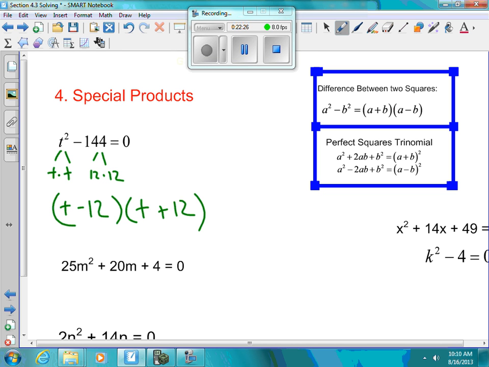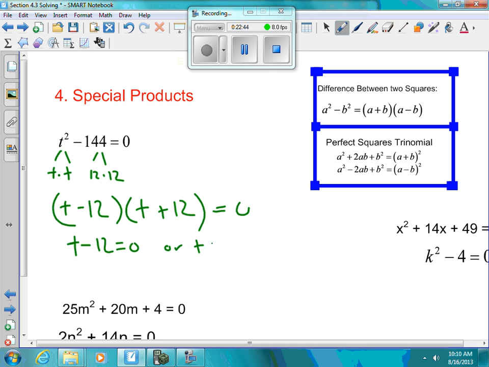I didn't capitalize my t's, so hopefully it'll look okay for you. We'll multiply that back out. When you FOIL it, you'll see you'll get t squared minus 144. So now we use the zero product property. t minus 12 is 0, or t plus 12 is 0. We get positive 12 over here, and we get a negative 12 over here.